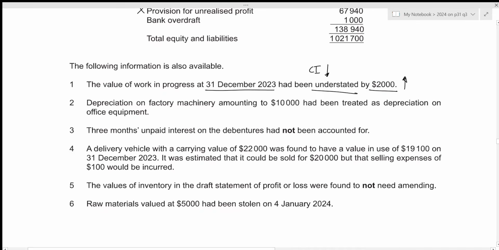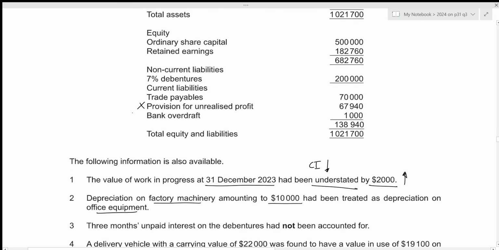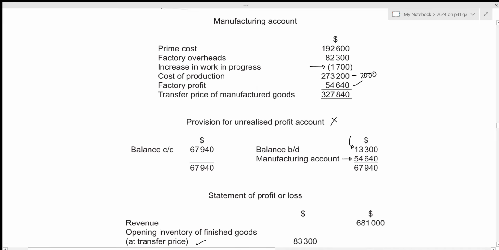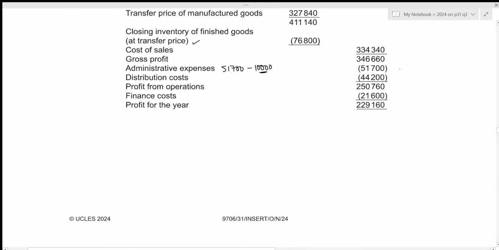Then for the second information, depreciation on factory machinery amounting to 10,000 had been treated as depreciation on office equipment. The depreciation on office equipment will be included as part of our administrative expenses. So we should remove that. The new administrative expenses will be 51,700 minus 10,000. And this 10,000 is the depreciation on factory machinery, which should have been a part of our factory overheads. Remember that factory overheads is added in order to calculate the cost of production. So we can add the 10,000 here. Alright, that's all for the second information.